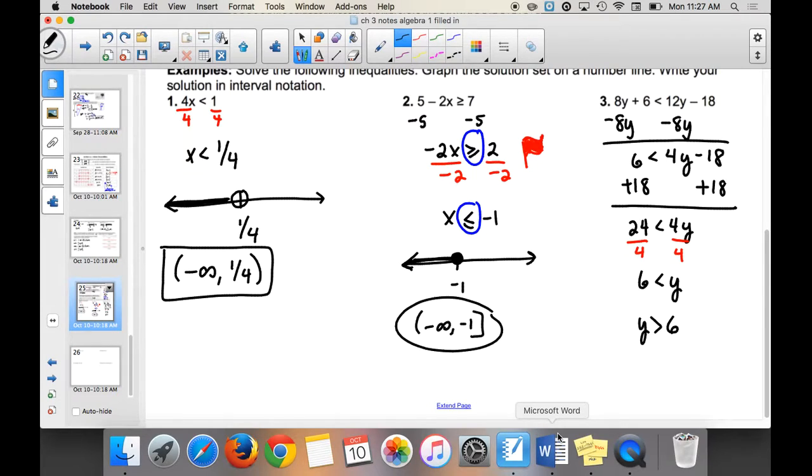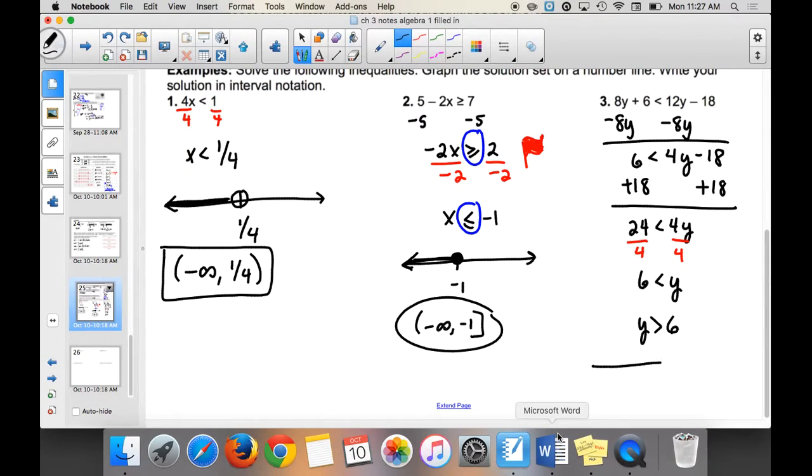So it kind of goes back to that alligator thing. Like the alligator wants to eat the bigger number, right? That's how you guys learned it in elementary school, I'm sure. So the alligator's mouth is still going to go with y when you rewrite it. Does that make sense? So saying 6 is smaller than y is the same as y is bigger than 6.